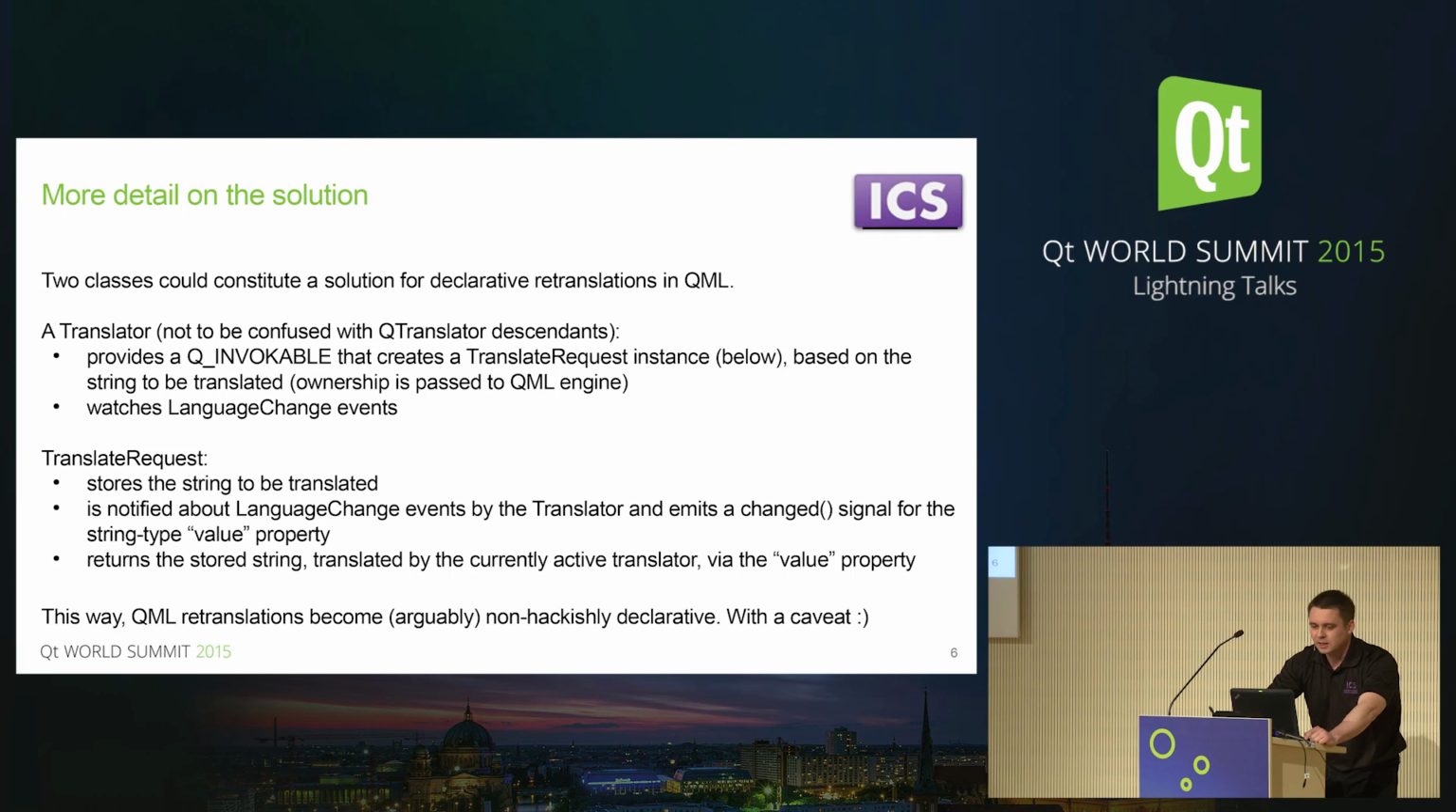So let's just have this slight name clash here. Translator provides a QInvocable, creating instances of another class, translate request. And this translator actually watches language change events, and translate request stores the strings which should be translated. Then it gets notified by the translator: there's a signal emitted on the language change events, and it emits its own change signal on a property, which is essentially the property we need for our translatable QML elements.